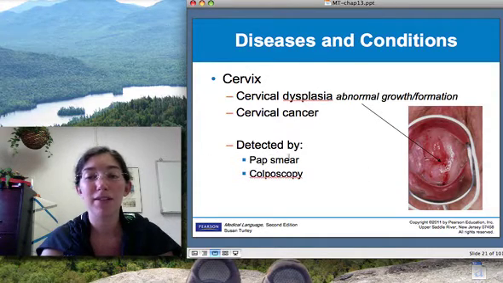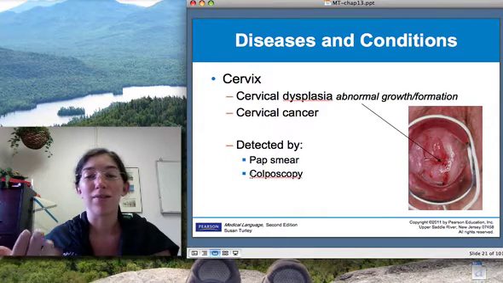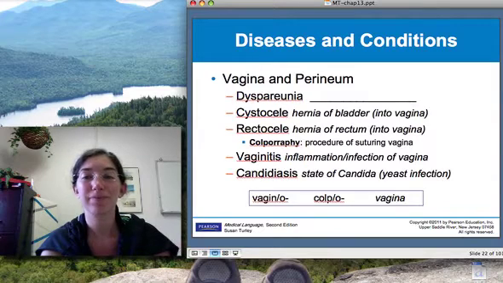So another way to detect cervical cancer or cervical dysplasia is through colposcopy, which is a term that literally means to investigate or examine the vagina with a scope. Colpo is actually a combining form for vagina.